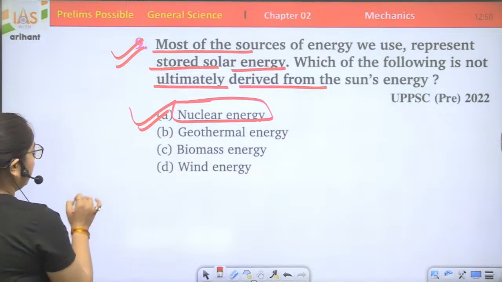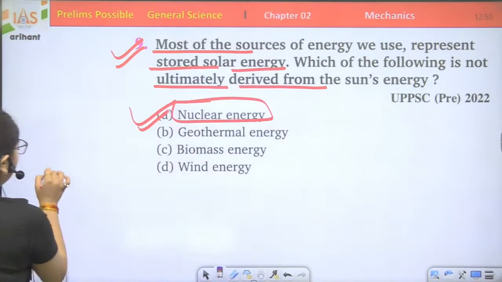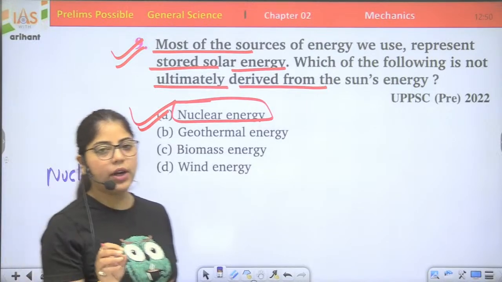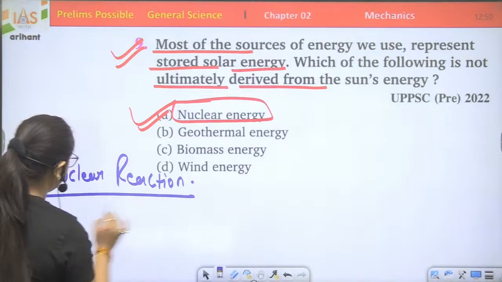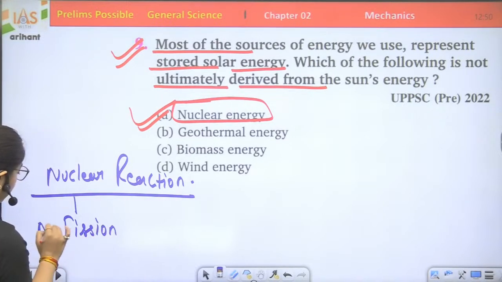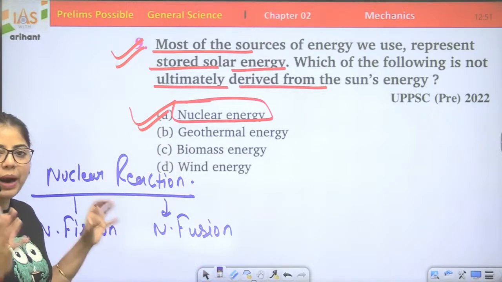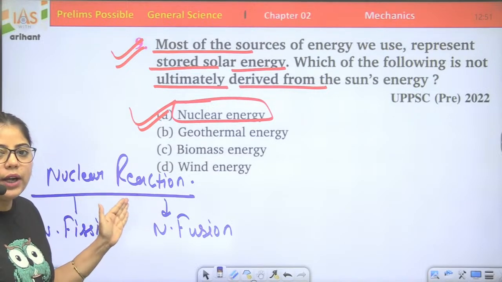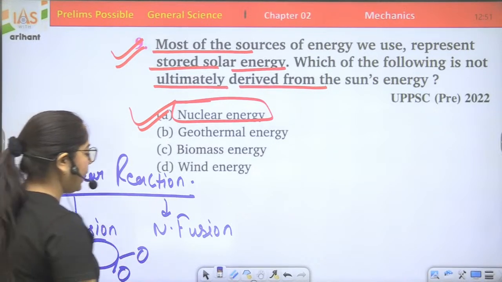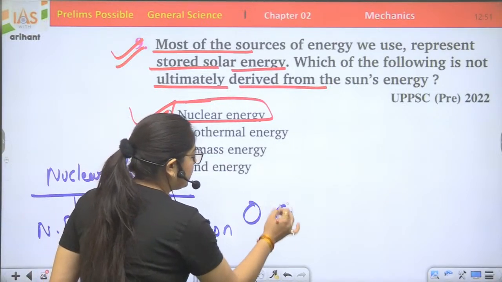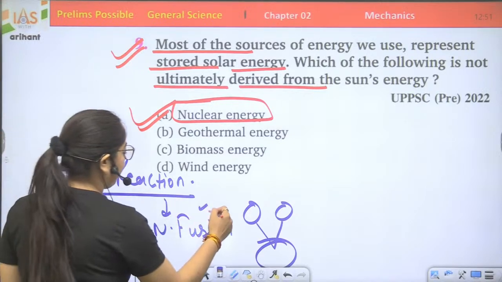Nuclear energy: when you study about nuclear reactors, we must understand nuclear fission. When we are talking about nuclear reactions, there are two types: one is nuclear fission, and the second one is nuclear fusion. In nuclear fission, one atom is split into two parts, into two atoms. And in nuclear fusion, two particles get bound into one. They form one particle.